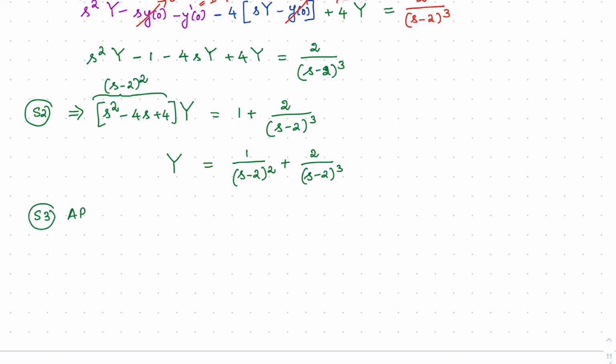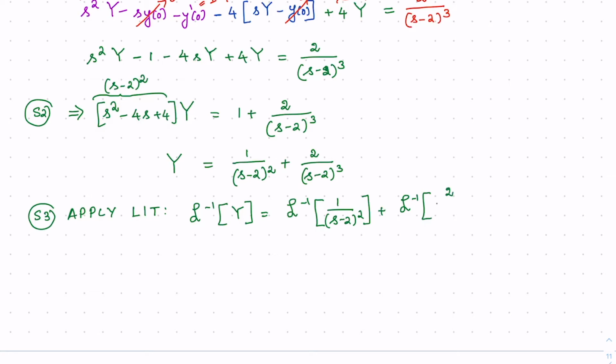Step: apply the Laplace inverse transform. When I do that, I'm going to have the Laplace inverse of cap Y as a function of s equal to small y of t. Again, I'm going to use the linearity property here. It's going to be the Laplace inverse of 1 over s minus 2 the whole squared plus the Laplace inverse of 2 over s minus 2 the whole cubed.